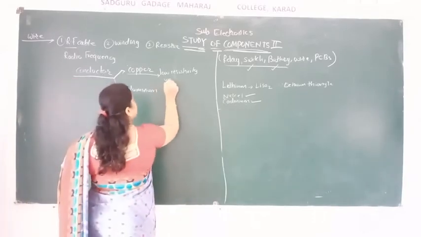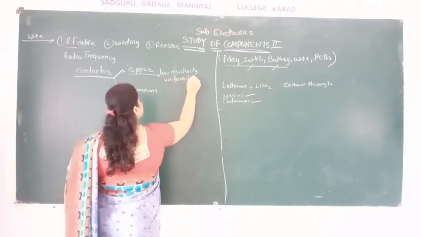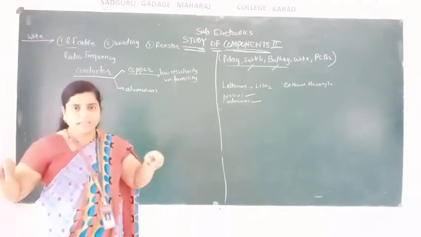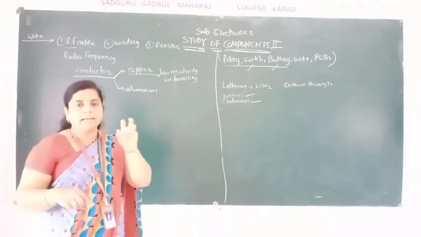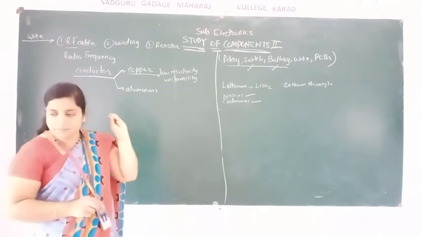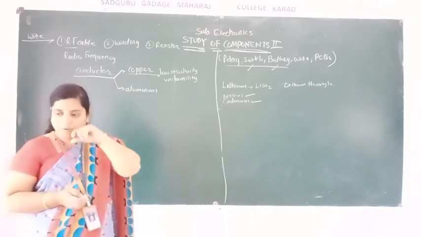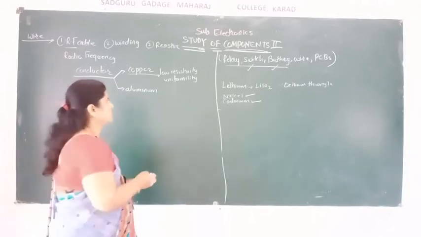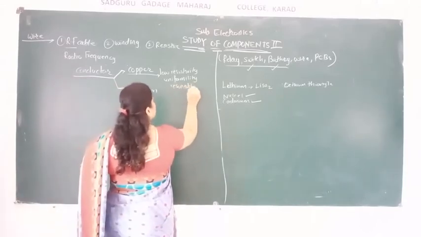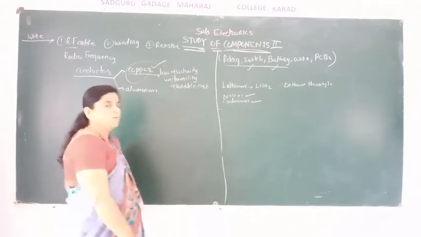Uniformity means the current can flow uniformly. It does not flow in a random motion. So what are the properties of copper wire? It has low resistivity, it has uniformity, and it has a reasonable cost. Therefore we choose copper in the wire.